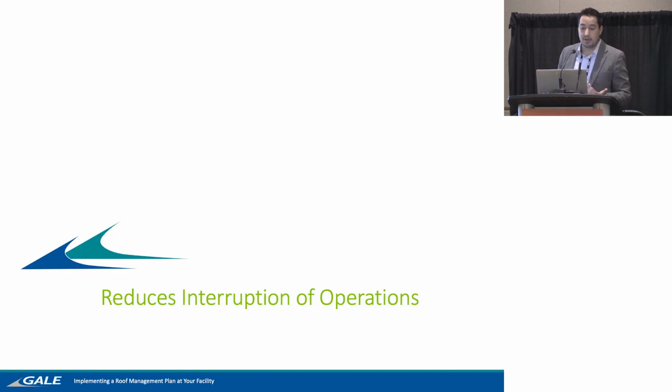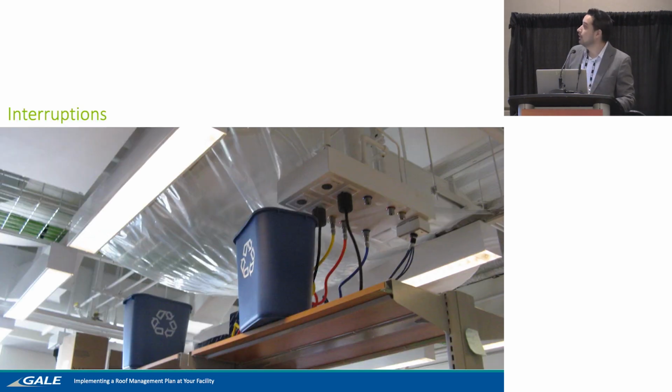So, reducing interruptions for operations. Obviously, if you look at this space, a maintenance guy came in, he put a trash can there, it was working great. He couldn't figure out exactly where the leak was, so very cleverly, he went ahead and put a plastic bag to funnel all the water in. That's 2 interruptions right there.